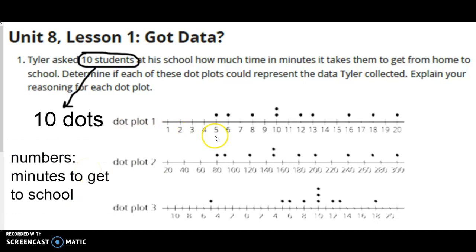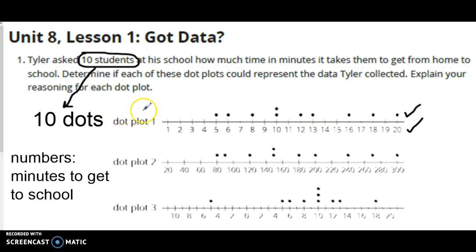So let's look at this first plot. I'm seeing dots that range from 5 to 20. I think that's pretty reasonable that it takes some kids only 5 minutes and some kids 20 minutes to get to school. So what I'm going to do is put a check next to the numbers because my range makes sense. Now I have to check my dots. How many dots should there be, class? Good, 10 students. 1, 2, 3, 4, 5, 6, 7, 8, 9, 10. Check next to my dots.